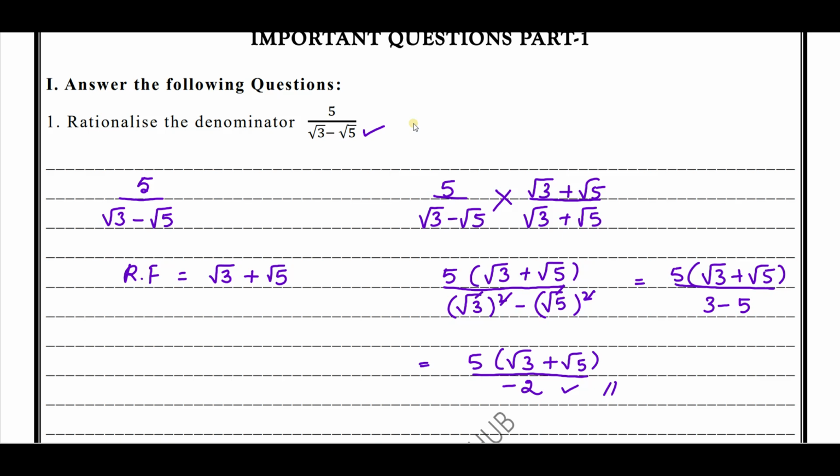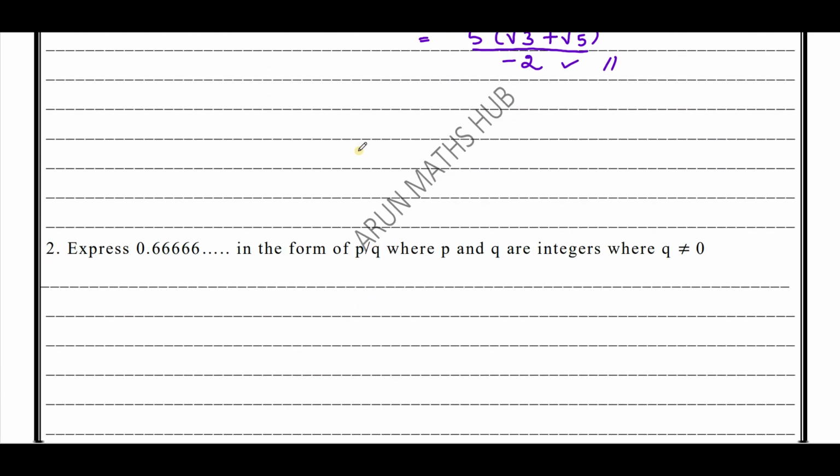What is RF? RF is the rationalizing factor. In case of binomial term, we need to change the sign to get the RF. In case of monomial, you will multiply the same term as it is. So we will solve such questions in future.